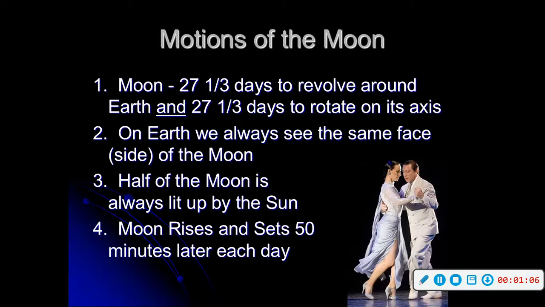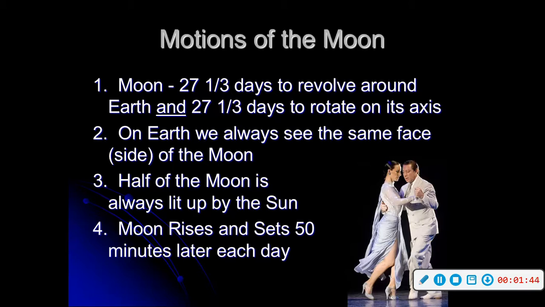Okay, so the moon, 27 1/3 days to revolve around the Earth, and 27 1/3 days to rotate on its axis once. Now, what does that do? The reason why I'm showing you two dancers. Dancers often face each other when they're dancing. So think of the Earth and the moon basically dancing together. The moon is slowly rotating as it revolves, so we see the same side of it, and that's why we see the same side of the moon always. The back side of the moon has only been seen by astronauts or by satellite photograph.